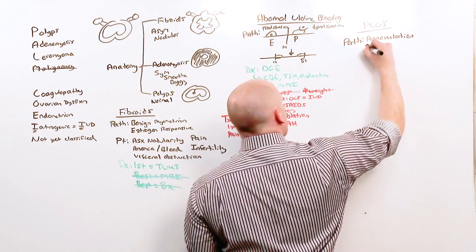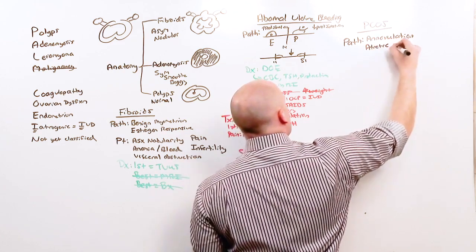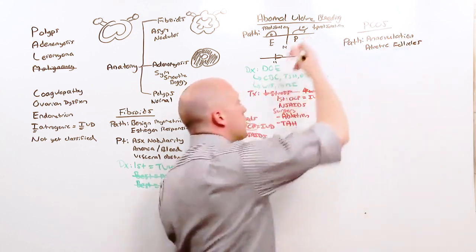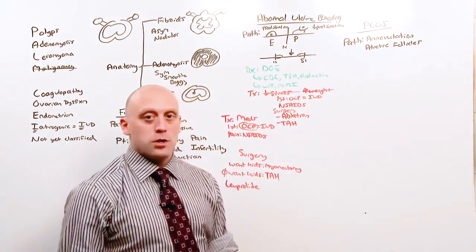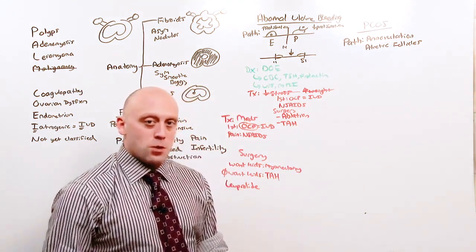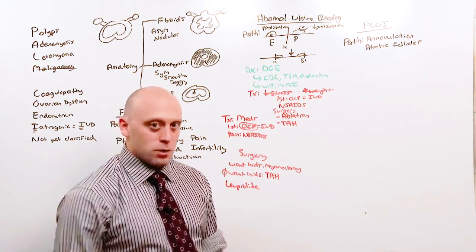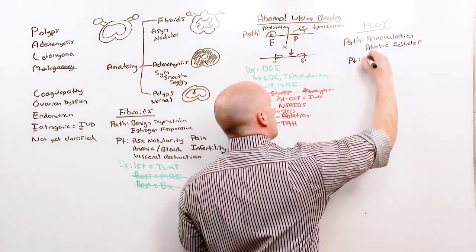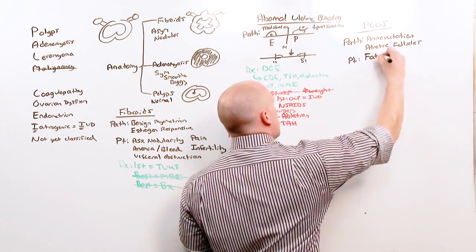But there's also atretic follicles, thousands of follicles that produce testosterone. And that is what separates PCOS from every other form of anovulatory uterine bleeding. PCOS predominates in testosterone, and testosterone is going to make her more like him. That is, she becomes fat and hairy.